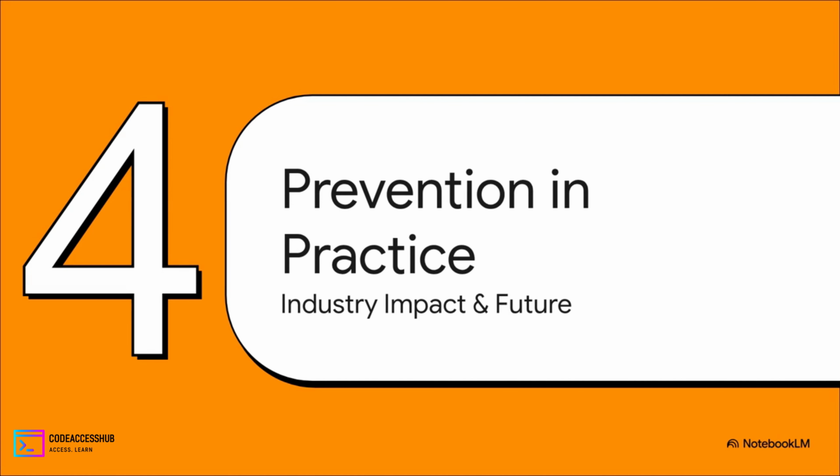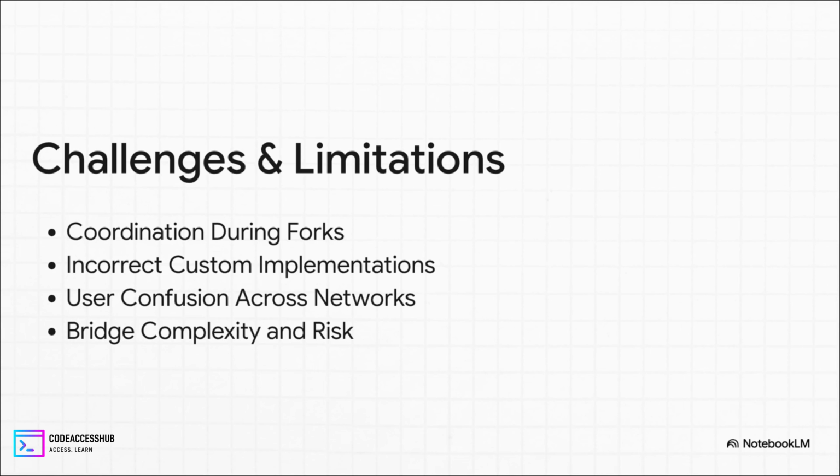So what does all this mean out there in the real world? Well, putting these protections into practice has some serious challenges, and it's really changed how we think about building systems that span multiple blockchains. And it's not always easy. Trying to get everyone on the same page during a messy hard fork? Super difficult. Sometimes developers build their own custom signing methods that have tiny hidden flaws. And let's be honest, in a world with a dozen chains, it's easy for us users to get confused and sign something for the wrong network. Those cross-chain bridges, the highways between blockchains, they are especially risky because they're so complex.